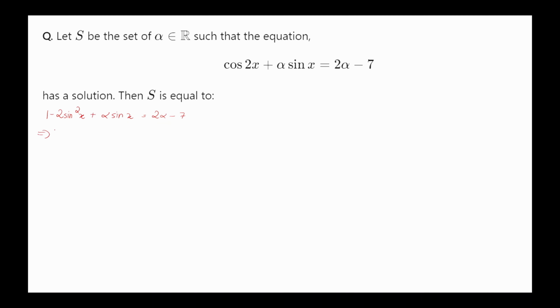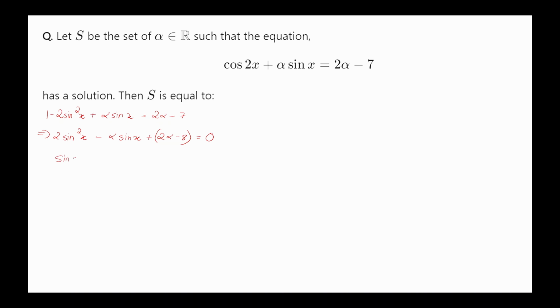So from here we get 2 sin square x minus alpha sin x plus 2 alpha minus 8, and this is equal to 0. So this is the equation that we are getting. Now from this equation, of course, it would be difficult for us to combine this into a perfect square and then solve, because we do not know what our value of alpha is, right? So what we'll do is we'll simply try to find out the value of sin x using our quadratic equation. So this is a quadratic equation in sin x.